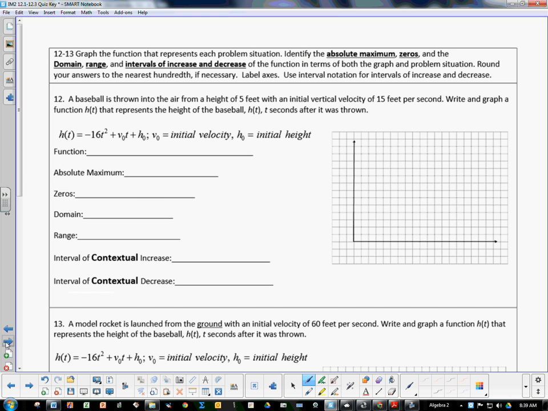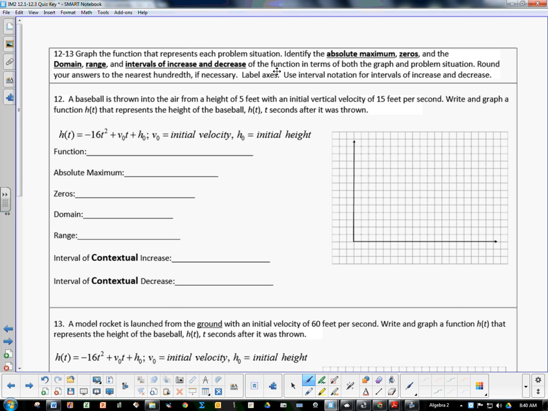I cannot tell you how important these are. This next one is very important. Extremely. So let's see how you did. Let's go through this a little slow here. For this problem, we're going to have to graph the function that represents this problem situation. We need to identify all of these important characteristics. We've got absolute max, the zeros, the domain, the range, and the intervals of increase and decrease of this function. So here we go.